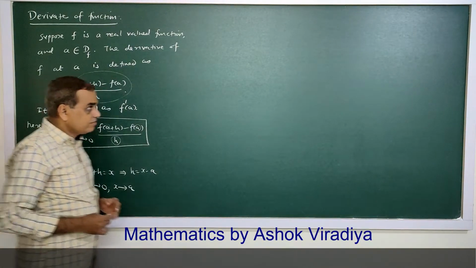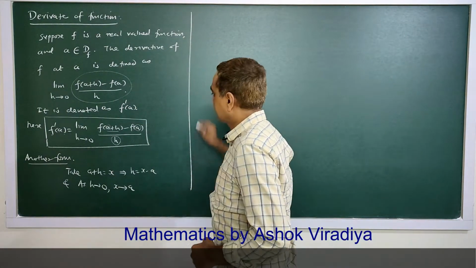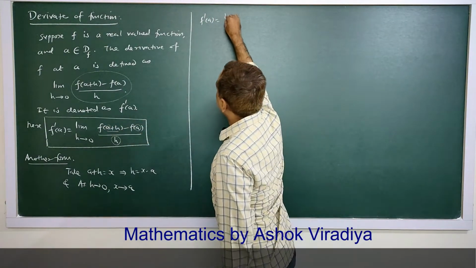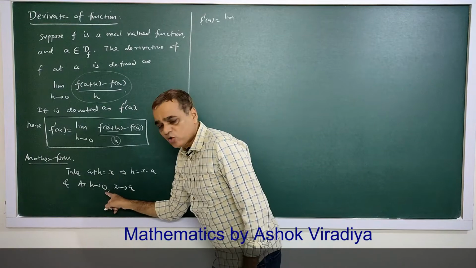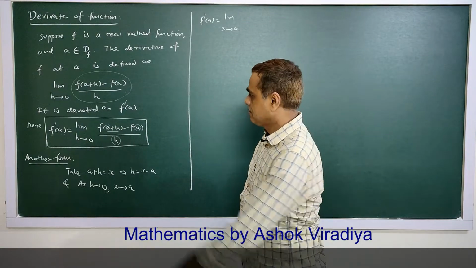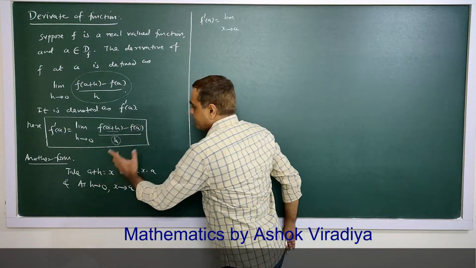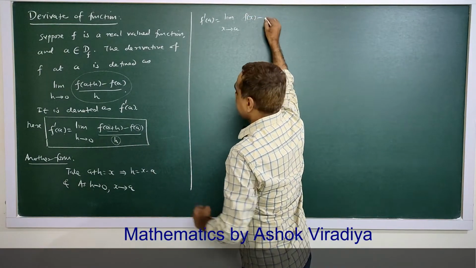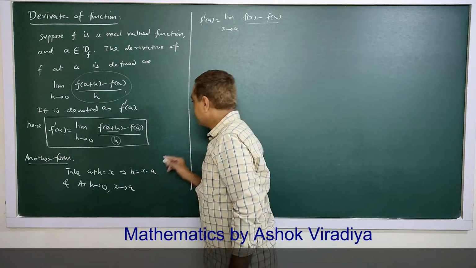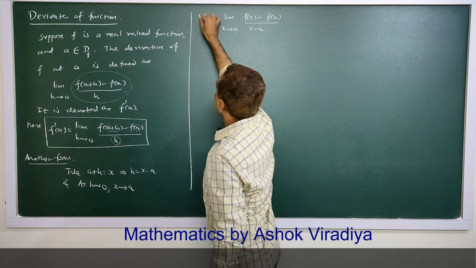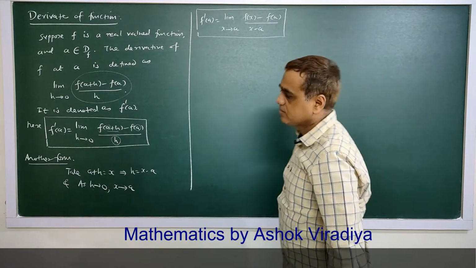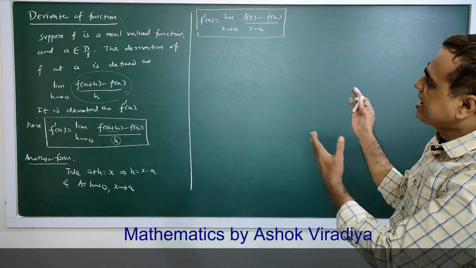So changing its form, f dash of a is equal to limit, now h tends to 0 will be replaced by x tends to a, and a plus h is replaced by x, f of x minus f of a, this is constant, upon h, which is x minus a. So this is the second form of the same definition of the derivative of f at a.